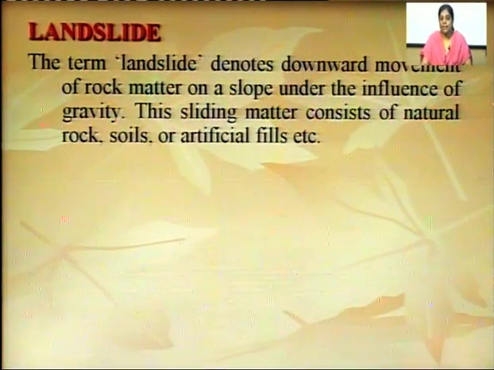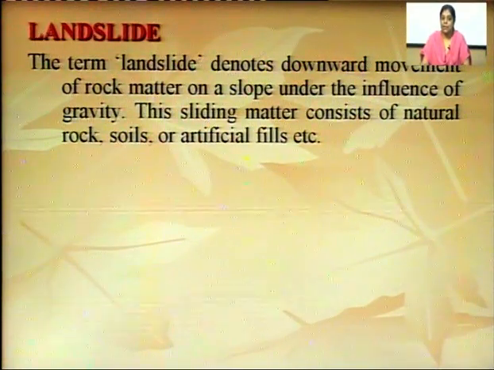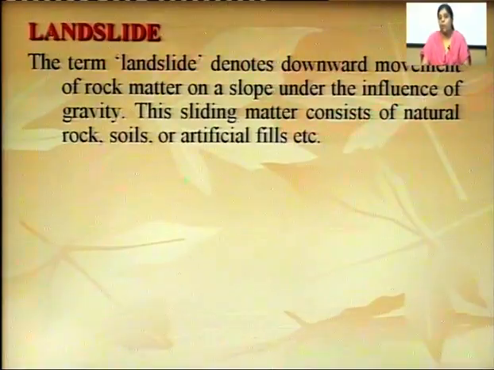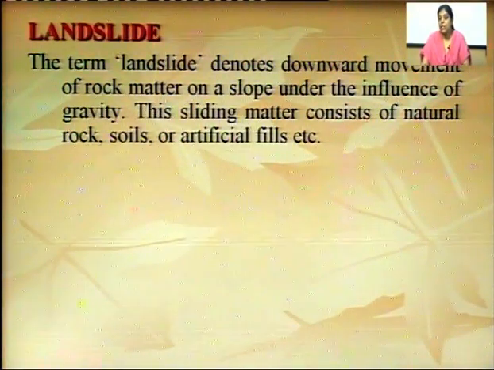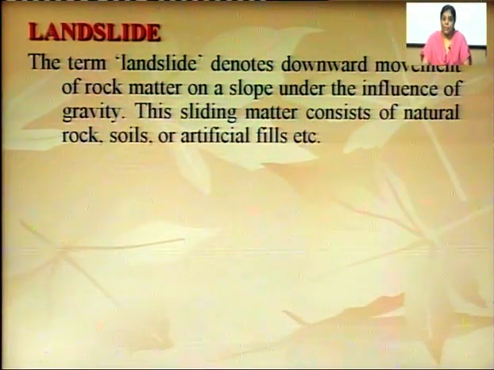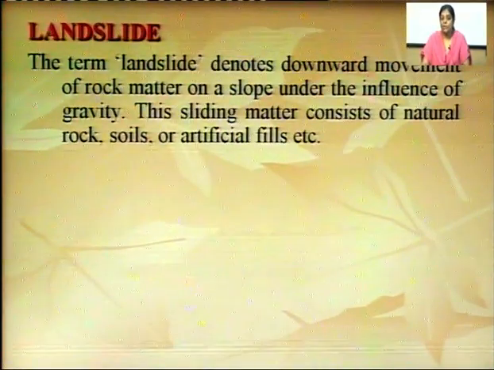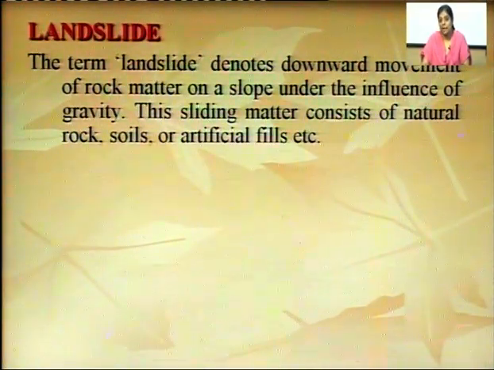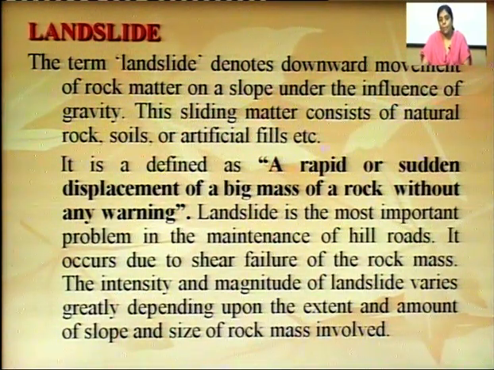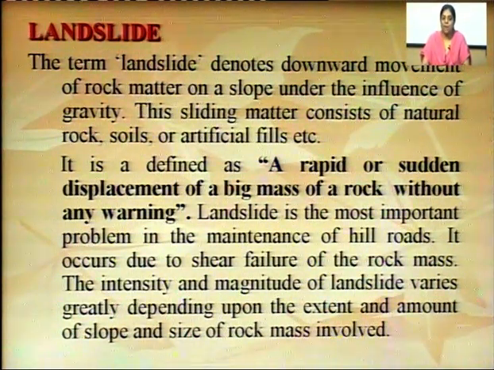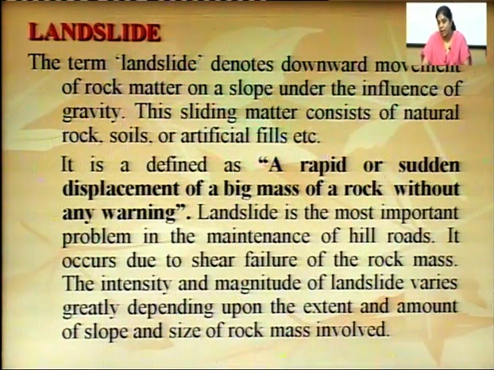So, what is a landslide? The term landslide denotes downward movement of rock matter on a slope under the influence of gravity. The whole matter that slides down the slope consists of natural rock, soils or artificial fills, etc. So, we can define landslide as a rapid or sudden displacement of a big mass of rock without any warning.